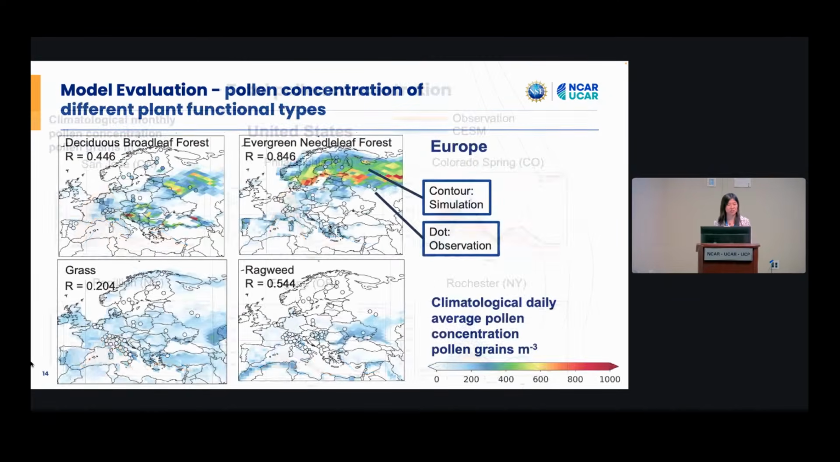And then we also compare the model over the Europe region. Because of data limitations, they are not allowed to share the raw data with us, so we are just using the annual total pollen concentration.